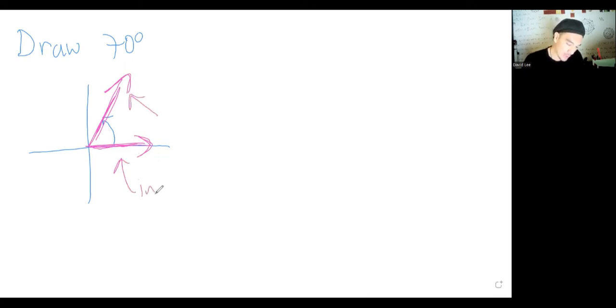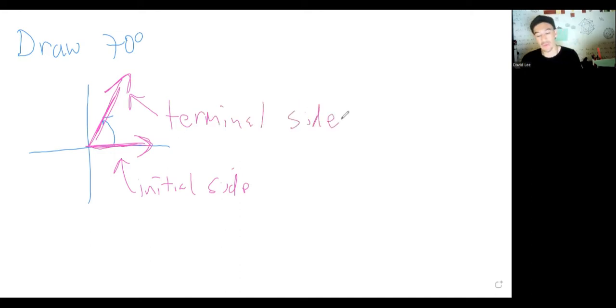This one is called the initial side, right? This is the initial side. And up here where it finishes, that's what we call the terminal side. See that? So that's for a positive angle. That was for 70.